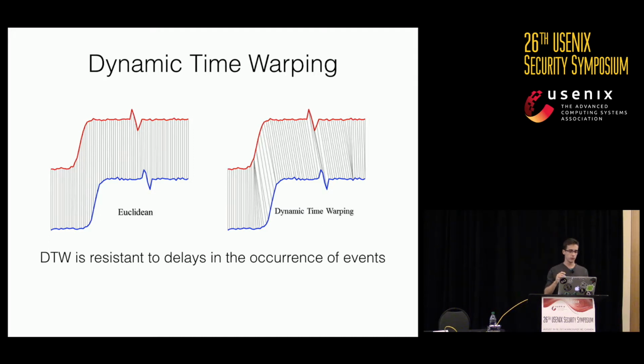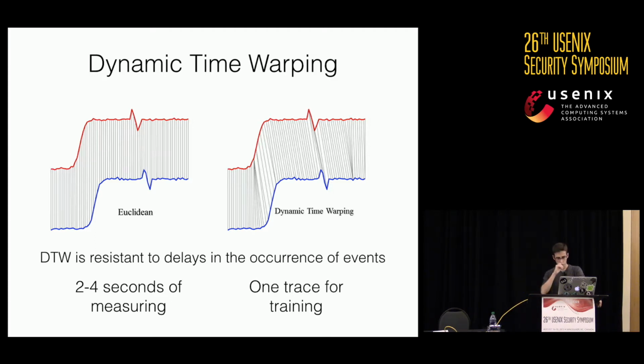And this intuitively is done by aligning the peaks of the trace. And it turns out that it works pretty well, and we only need 2 or 4 seconds of measuring a web page, which makes sense because usually loading a web page doesn't take more than that. And also we only need 1 trace for the training.